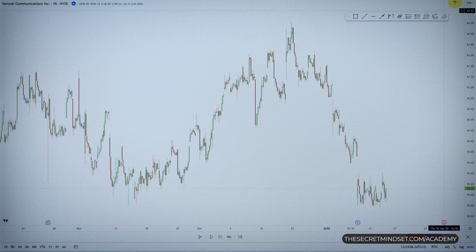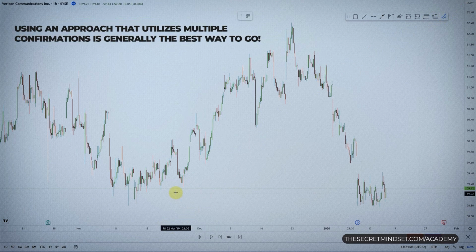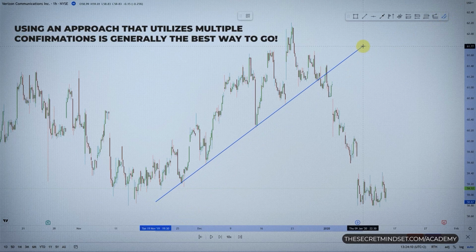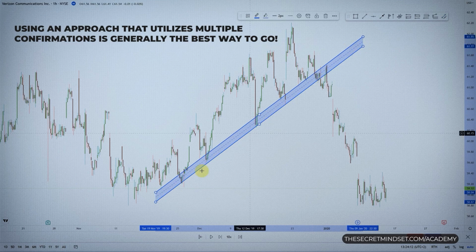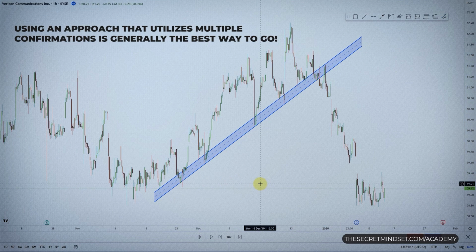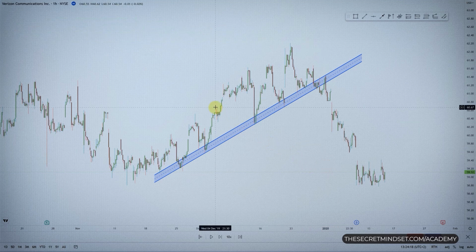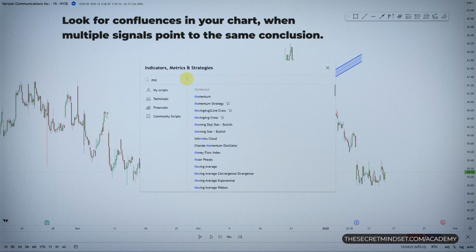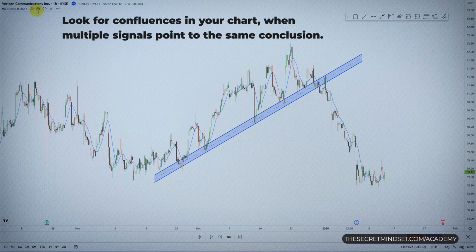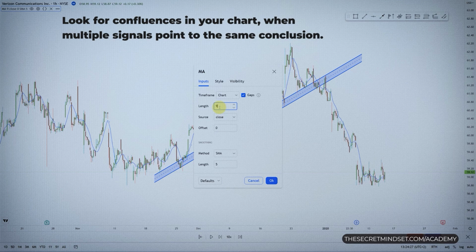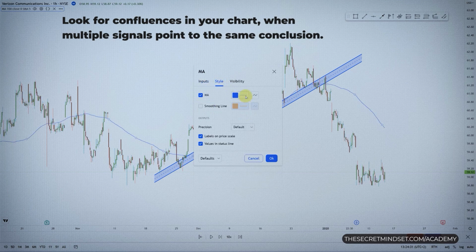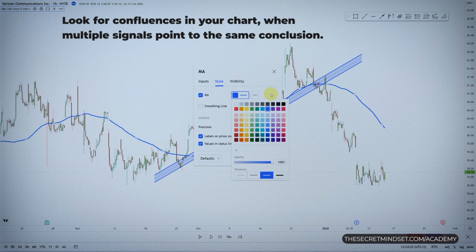One of the main things to remember when trading trend lines is that using an approach that utilizes multiple confirmations is generally the best way to go. The more confirmations, the less chance of a false signal. It's always helpful to look for confluences in your chart, which is when multiple signals point to the same conclusion. One example of this is when a trend line aligns with a long-term moving average.